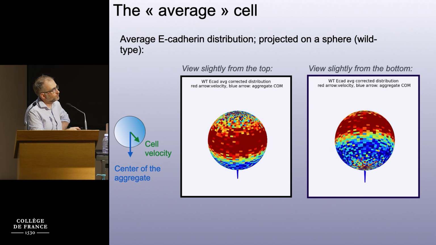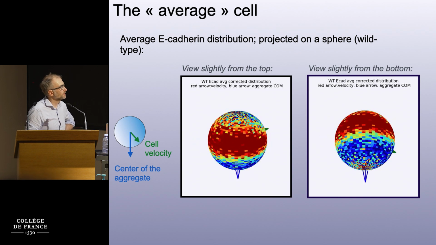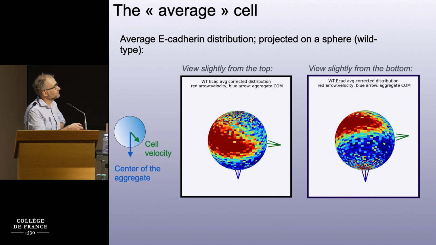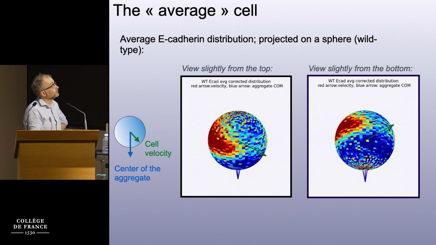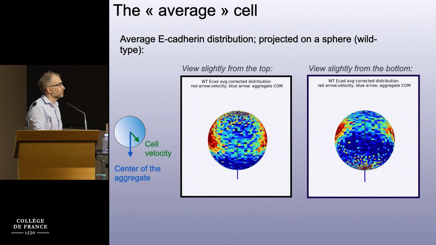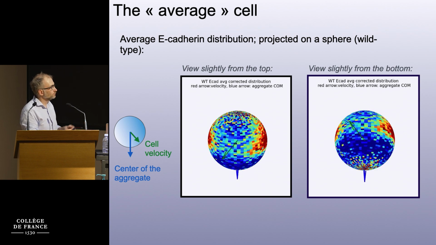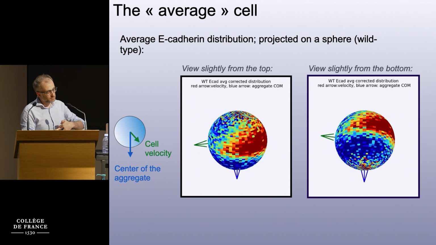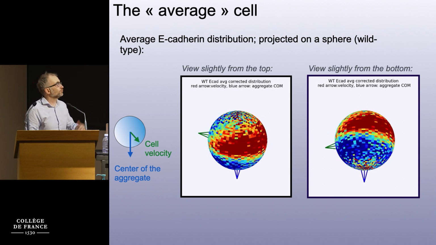We have indeed this spot which is pointing to the inside. And we also have this ring here, which is clearly polarized. There is an excess of E-cadherin in the back of the cell compared to the front. Okay? And we have other ways to check that the E-cadherin distribution near the outer cell surface has a polarity which is opposite to the velocity.